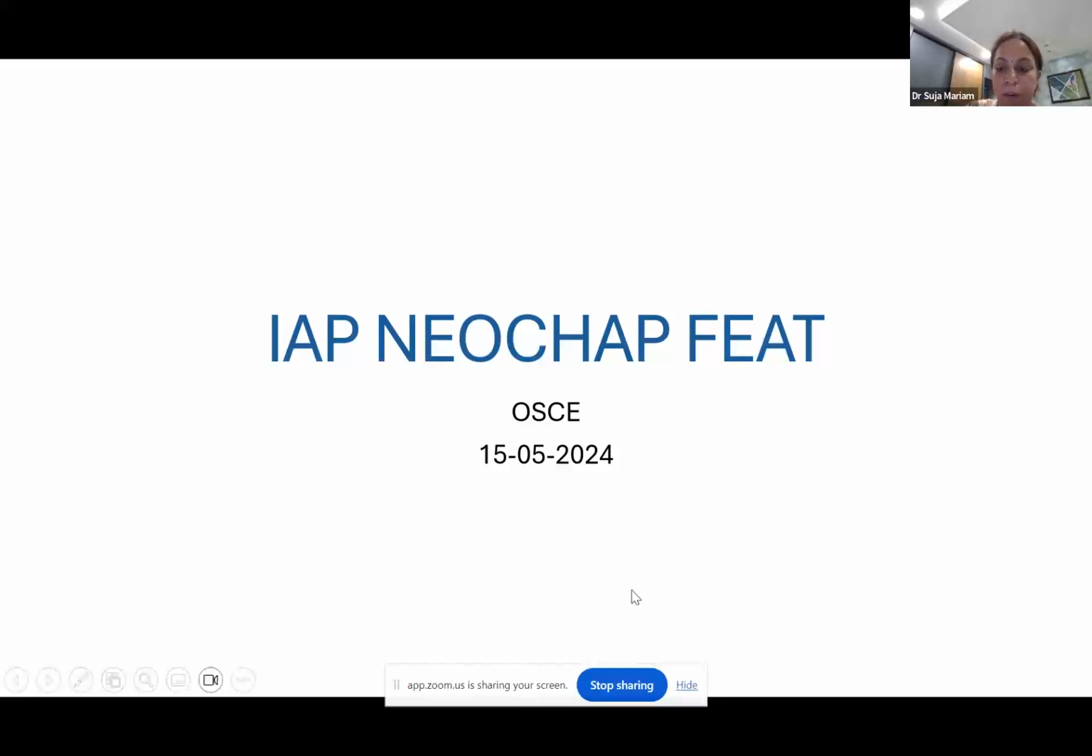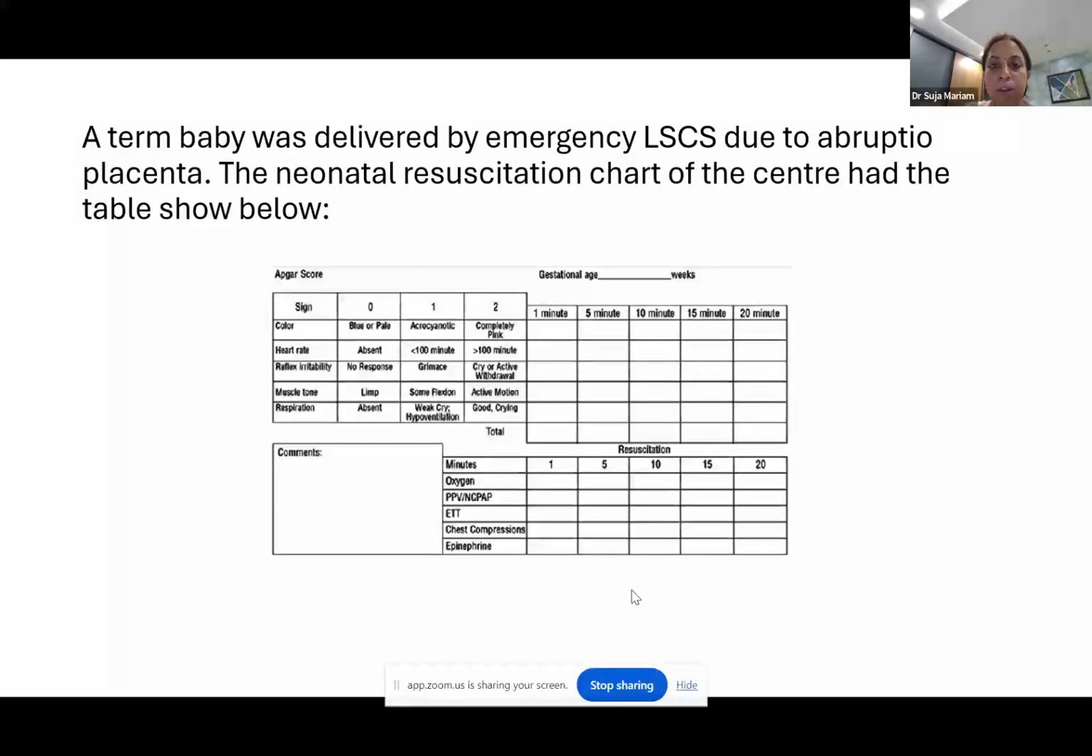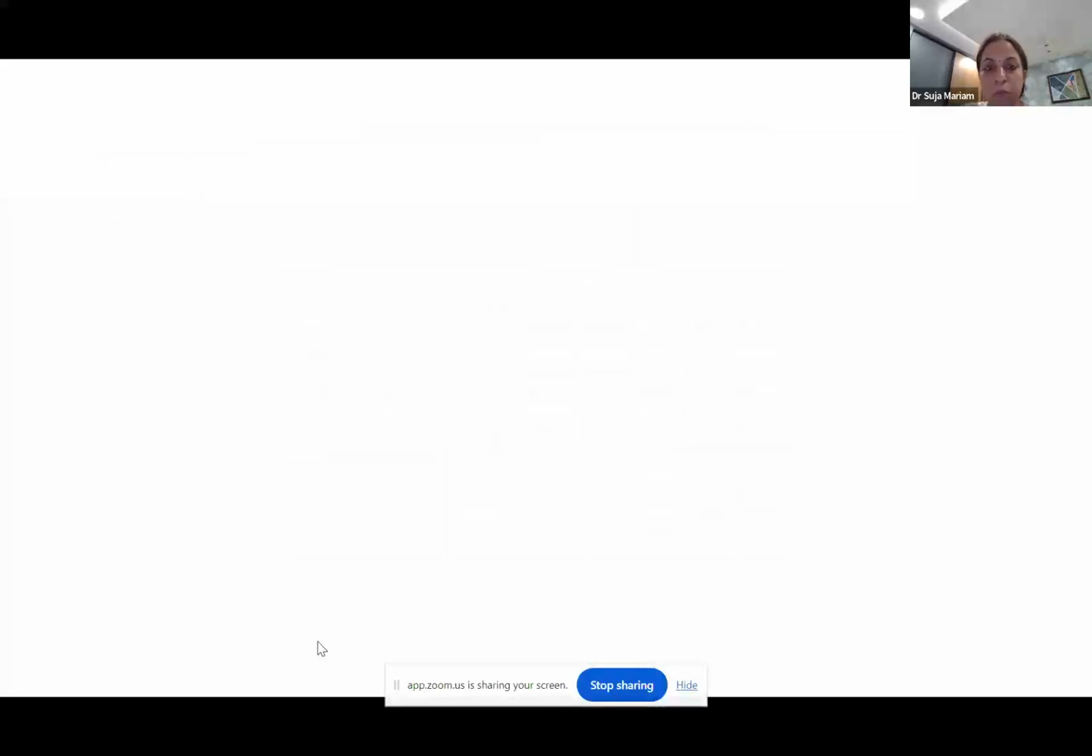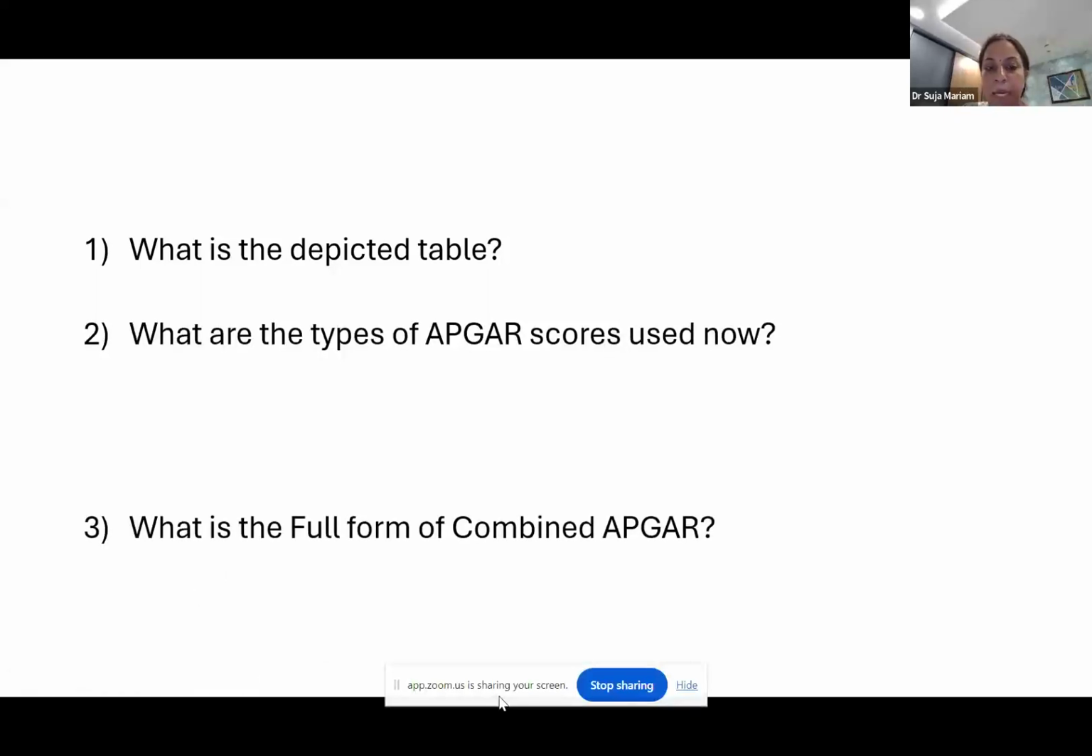So the first OSCE for the day. A term baby was delivered by emergency LSCS due to abruptio placenta. The neonatal resuscitation chart of the center had the table shown below. So apart from a routine chart, this was a resuscitation table which was given in that particular center. So the questions are, what is the depicted table? What do you call it? What are the types of Apgar scores which are used now? And what is the full form of combined Apgar score?